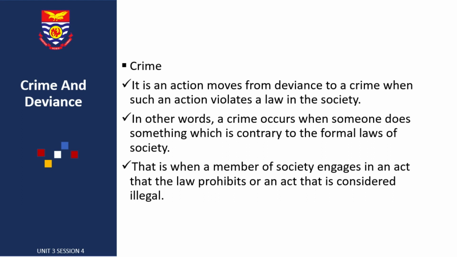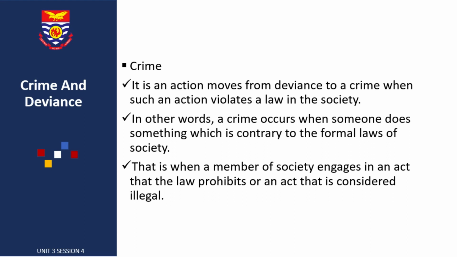Good. Crime is an action that emanates from deviance, such as an act that violates a law in the society. In other words, a crime occurs when someone does something which is contrary to the formal laws of the society. Deviant acts are not laid down as law. So, when you break an acceptable way of doing something in the society, you are labeled as deviant. But when you go contrary to the formal laws of the society, it is a crime.